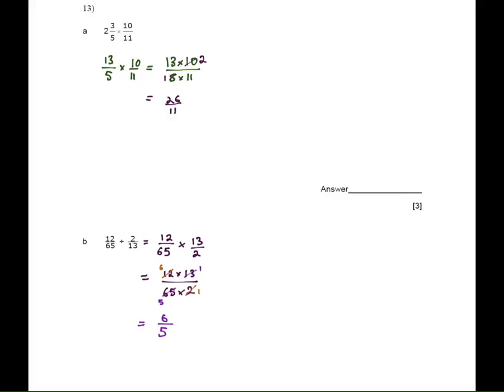If you lost a mark here, it's probably because you wrote down that the answer was 78 over 65. If you've written 78 over 65, you can check, but there is a common factor of 13 between numerator and denominator. And I believe the question asks for its simplest form.